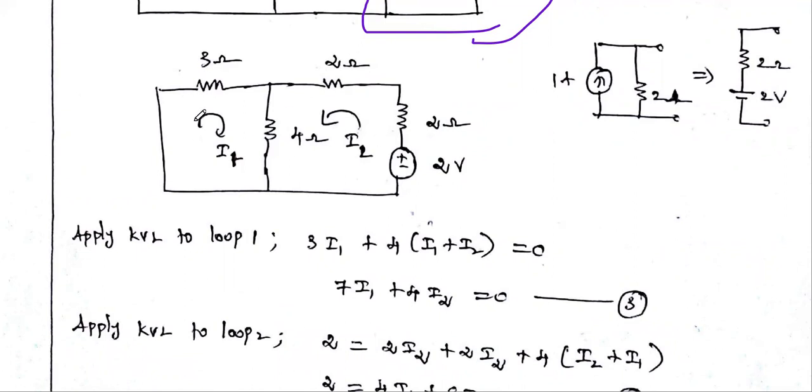Same, 2 meshes. So let us consider the current flowing in the first mesh is I1, and the current flowing in the second mesh is I2, but here the I2 direction is anti-clockwise, since here the battery plus is here. Always the current emerges from the positive terminal of the battery. So that's why here the current direction is anti-clockwise, here clockwise.